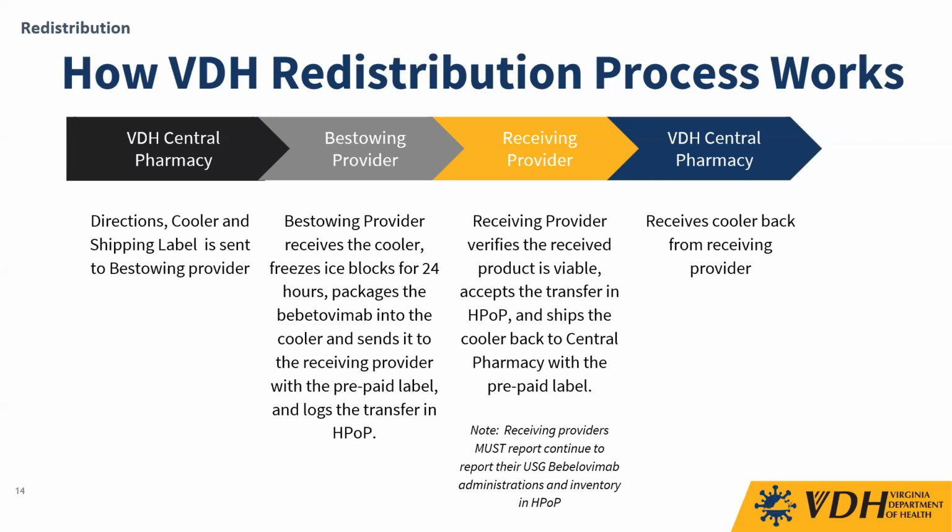So once the bestowing provider has frozen everything and packaged it for shipment, the receiving provider verifies the product is viable. They can accept the transfer in HPOP and follow the directions to send the cooler back to VDH Central Pharmacy. Please note, the bestowing provider must log the transfer in HPOP, and the receiving provider must accept the transfer in HPOP. Additionally, once the receiving provider has the therapeutics on hand, they must continue to report on-hand inventory and administration of this USG supply every Monday and Thursday for compliance reporting.